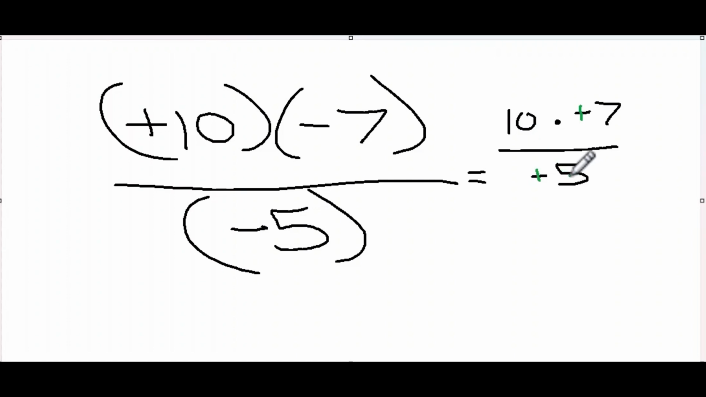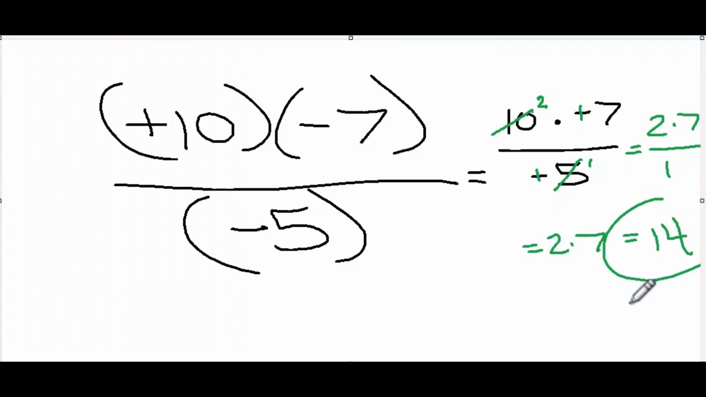So 5, 10, 15, 20, 25, 30, 35, 40, etc. So there's 1 5 here. 5 plus 5 is 10. There's 2 5s there. And so this simplifies to 2 times that positive 7 over 1, which is 2 times 7, which is 14. Okay, so it's positive. You circle it for your teacher. Let's make it nice for them.